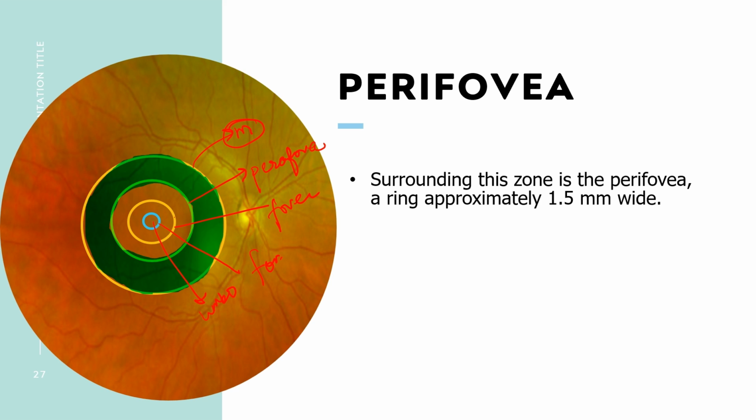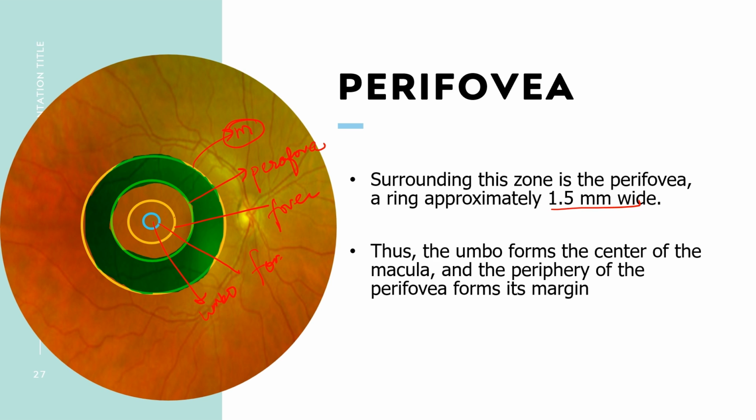So the perifoveal region is surrounding the zone of the parafovea, and it is about 1.5 millimeters in width, and therefore we can say that the umbo basically forms the center of the macula, and the periphery of the perifovea will form the margin or the outer part of the macula.